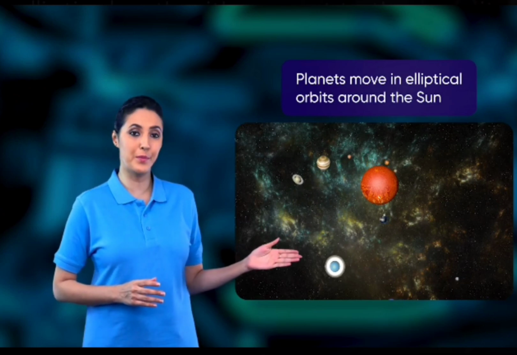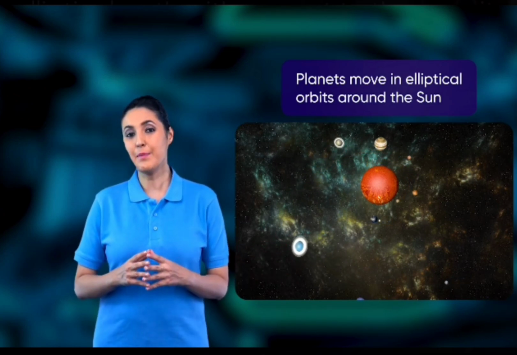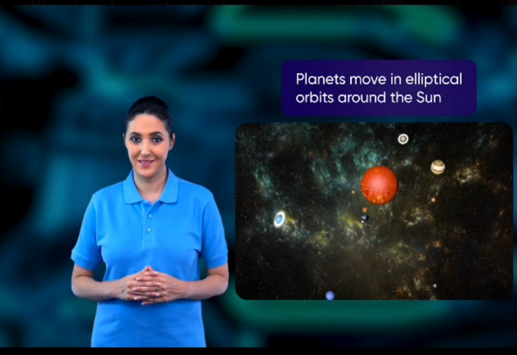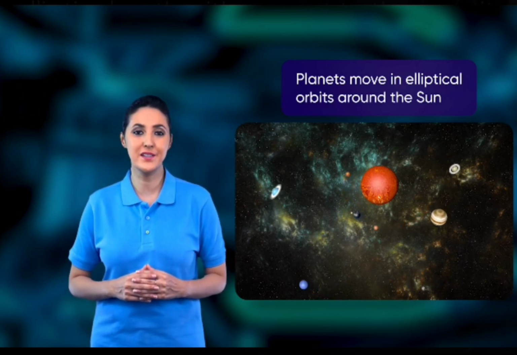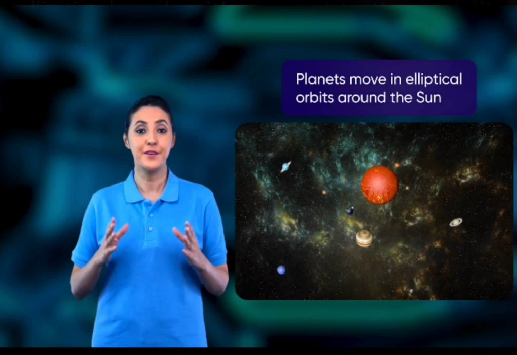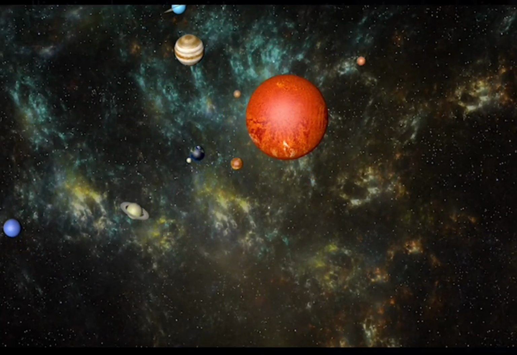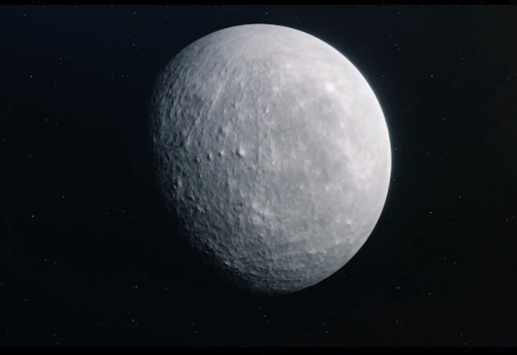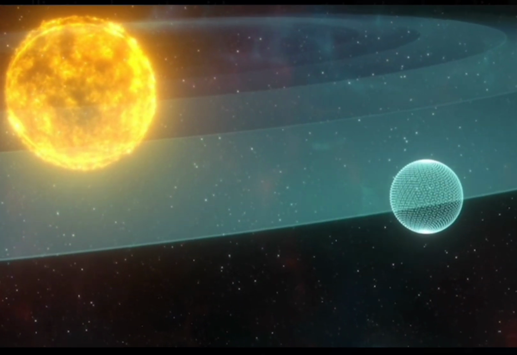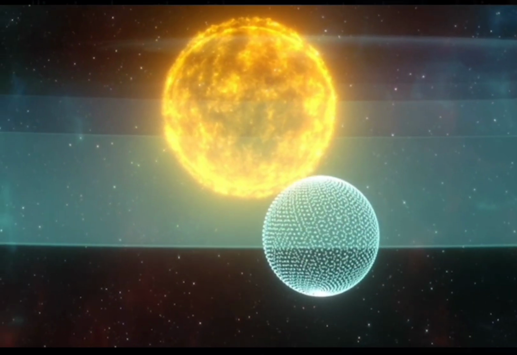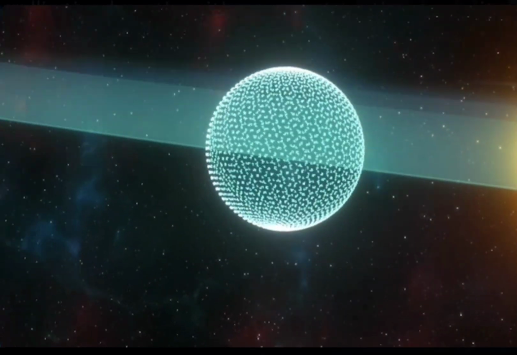in elliptical orbits around the Sun. Kepler's first law told us that. We now know that the distance of a planet from the Sun varies in an elliptical orbit. But here's an interesting nugget of fact. Mercury's top speed is 1.5 times faster than its minimum speed.